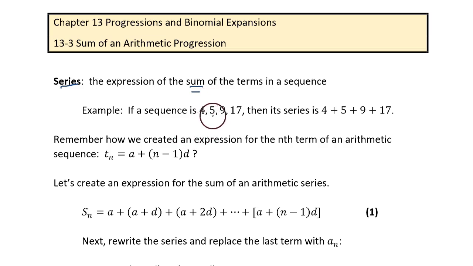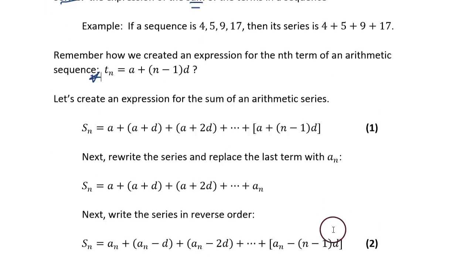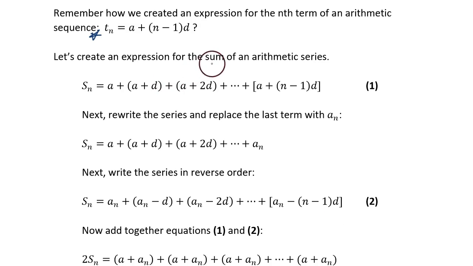For example, 4, 5, 9, 17 is a sequence. The related series is 4 plus 5 plus 9 plus 17. We could find that sum and get an answer. Do you remember how we created an expression for the nth term of an arithmetic sequence? It was this formula right here. Let's create an expression for the sum of an arithmetic sequence.